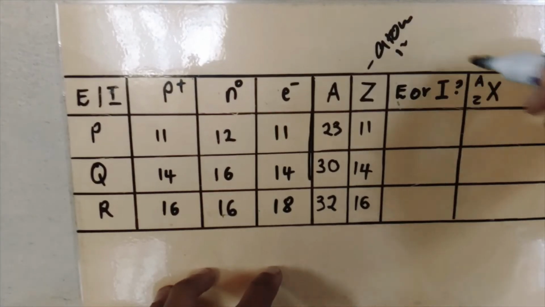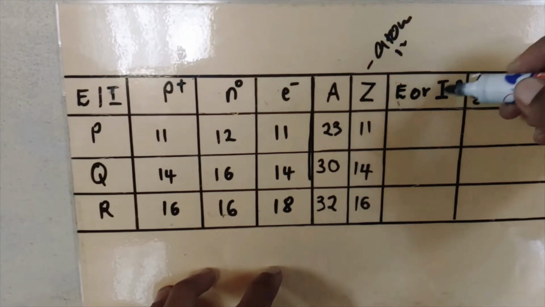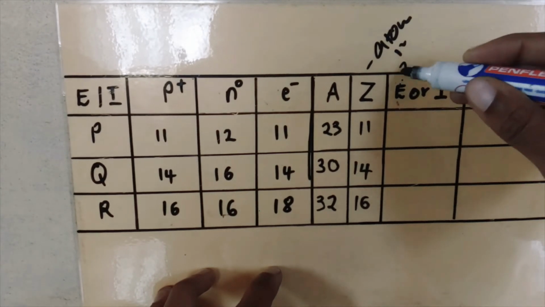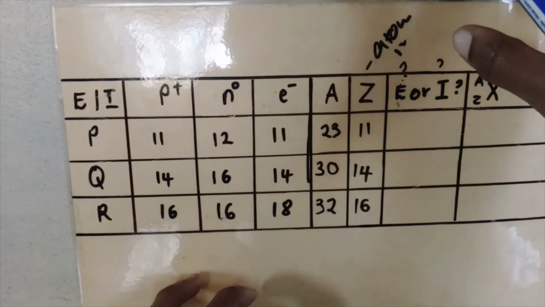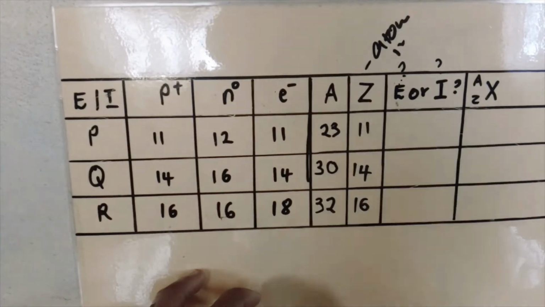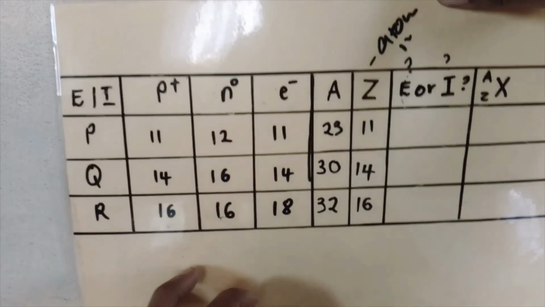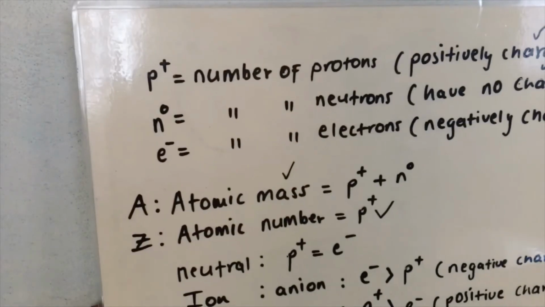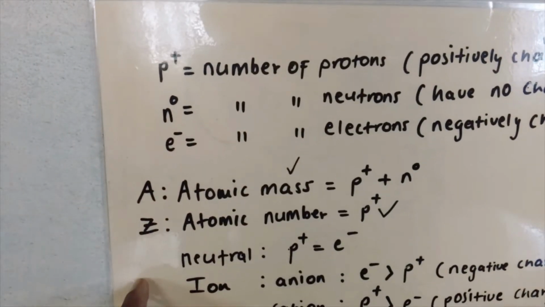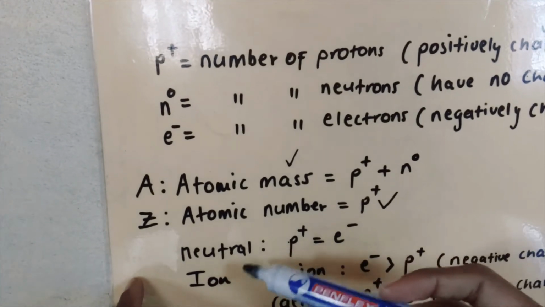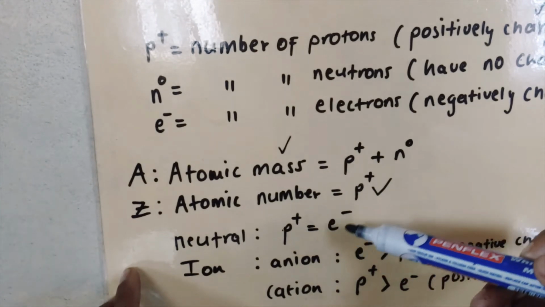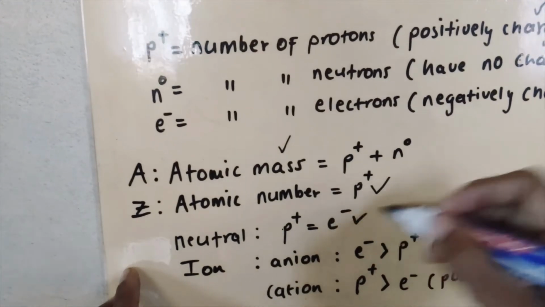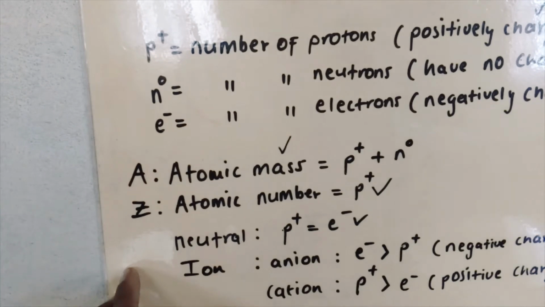Now you see here, is it E or I? What I mean is, is it an element or is it an ion? Remember, we don't know. So how do we decide if something is an element or an ion? To do that, let's go back to this note. If it's neutral, or just an element, the number of protons would be equal to the number of electrons. So it will just be a neutral element or atom.